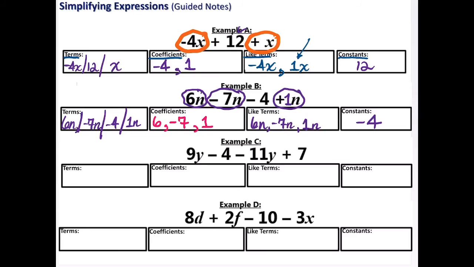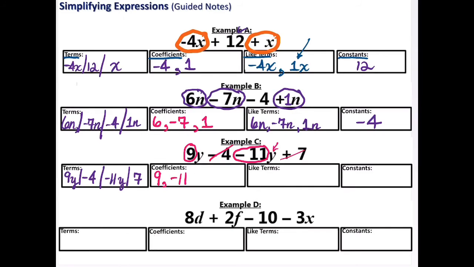In example C, we have the expression 9y minus 4 minus 11y plus 7. All right, so we have 4 terms. We have 9y, we have negative 4, that's a constant. We have negative 11y, that's another term. And we have the constant of 7. The coefficient is the number that's a factor of the letter. So 9 is a factor of y. So 9 is a coefficient. The coefficient of this y right here is not just 11, but negative 11. And that's a constant right there.